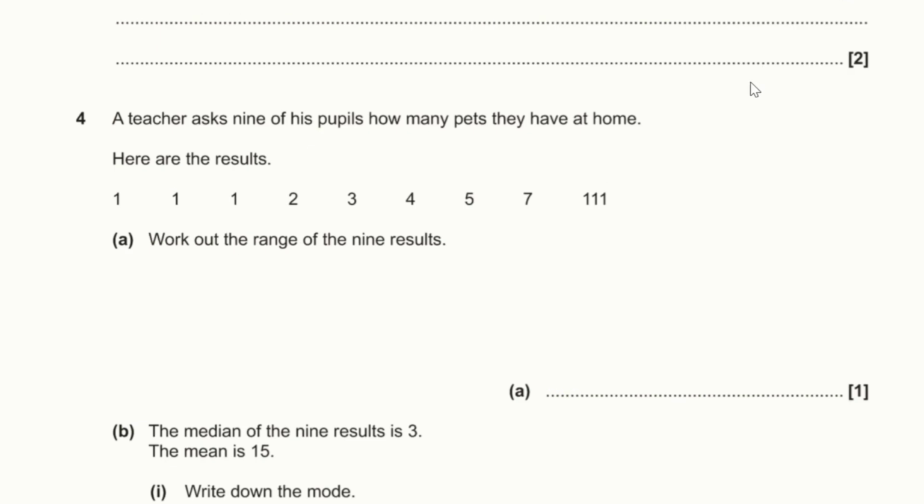Question number 4. A teacher asks 9 of his pupils how many pets they have at home. Here are the results, and what we have to do is work out the range of the 9 results. To work out the range is equal to the largest, 111, minus the smallest, which is 1. The range is 110.